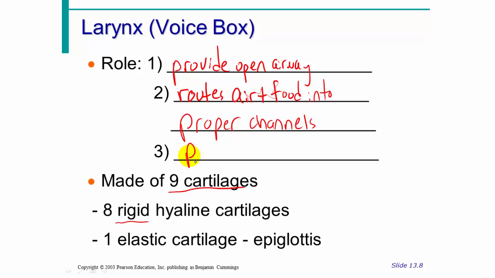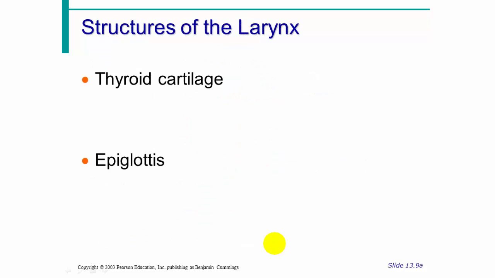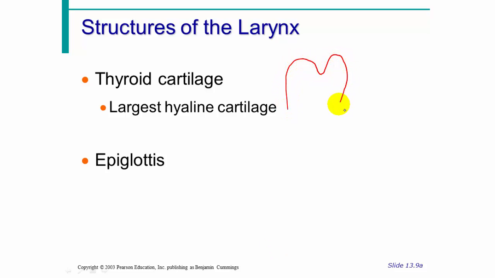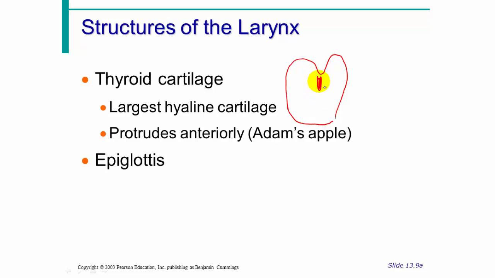And lastly, it plays a role in speech. Now, of the 9 cartilages that make up the larynx, as I said, 8 are made of hyaline, which are fairly rigid. 1 is made of elastic cartilage, which actually can stretch and snap back. If you look at the larynx, the largest piece of cartilage is the thyroid cartilage. And the way I identify it is it looks kind of like a shield. That's how I identify it. There's a part of it that protrudes anteriorly, right about here. It kind of sticks out, and that's called the Adam's apple. It's also known as the laryngeal prominence.